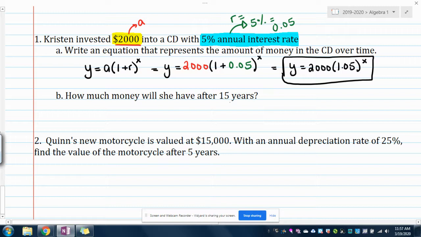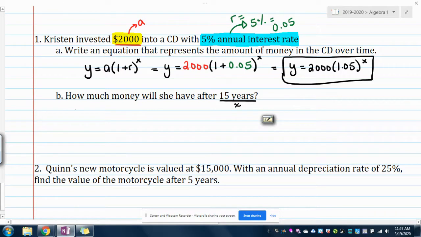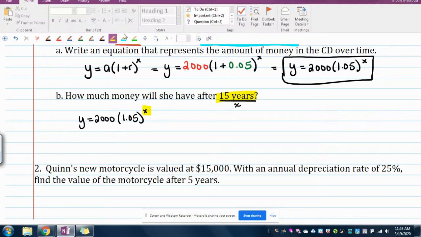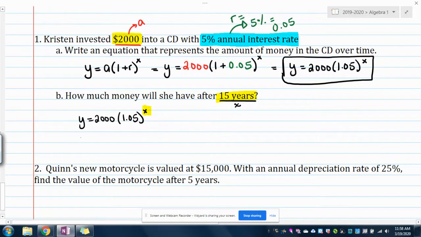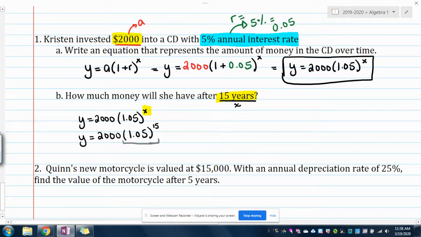How much money will she have after 15 years? So after 15 years, remember we said time is usually my x value. Okay, so all I'm going to do is plug in 15 into my equation. So I have y equals 2000 times 1.05 to the x, and this 15 years is going into here. So I plug in 15, so I get y equals 2000 times 1.05 to the 15th power. Again, PEMDAS tells me I do this first.